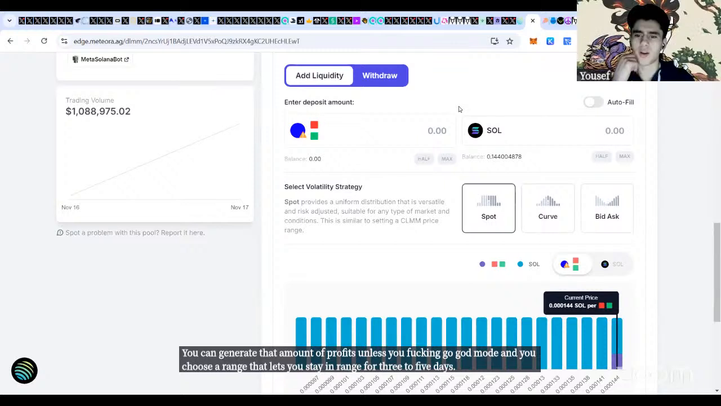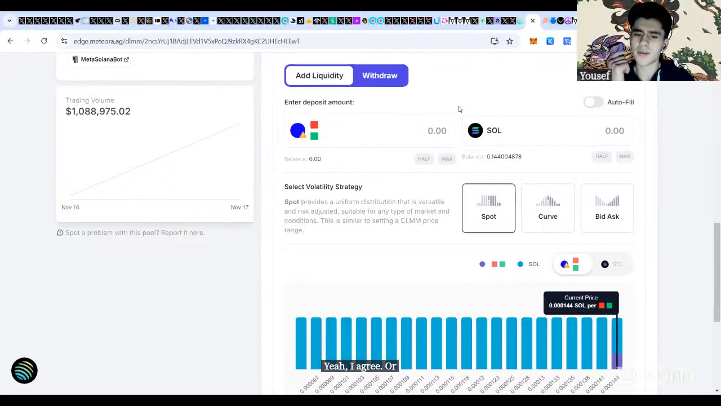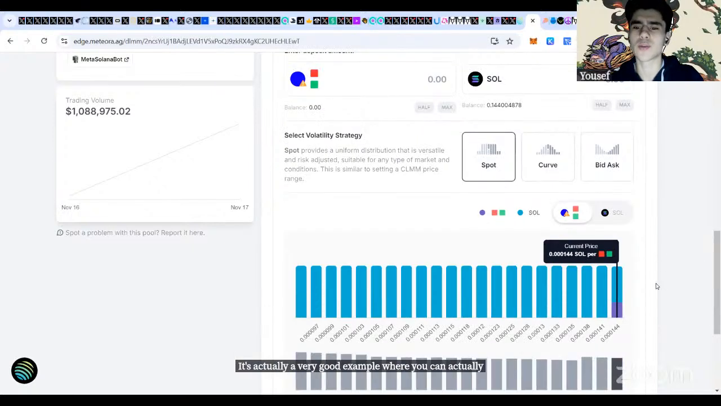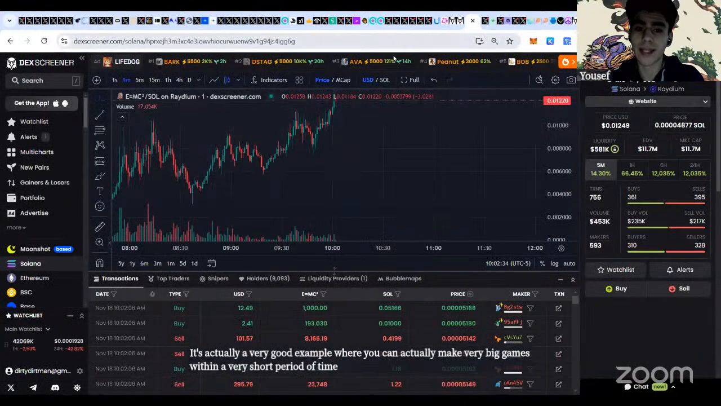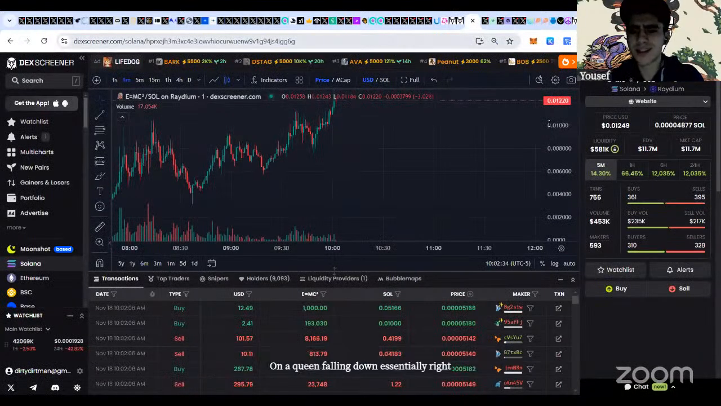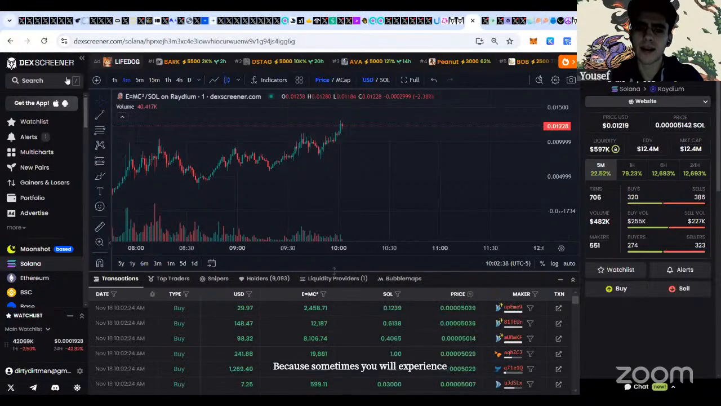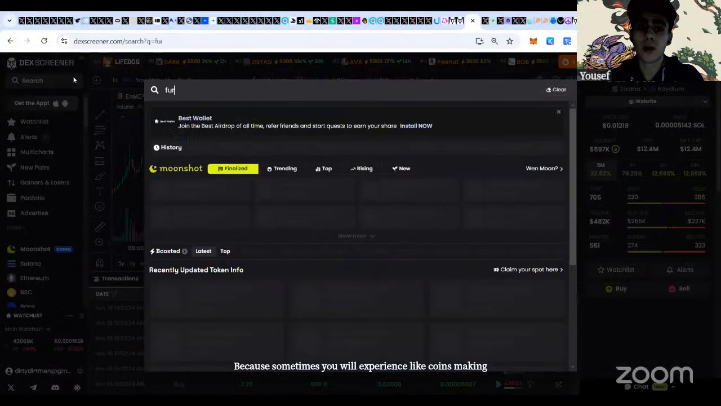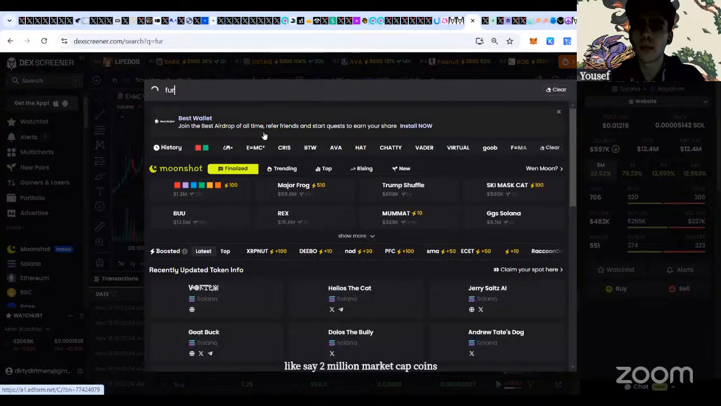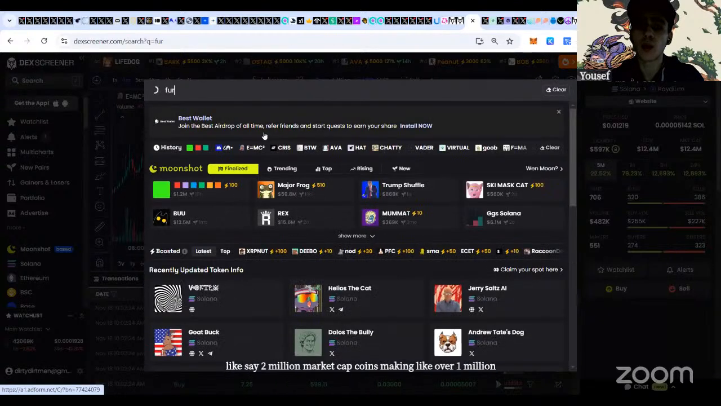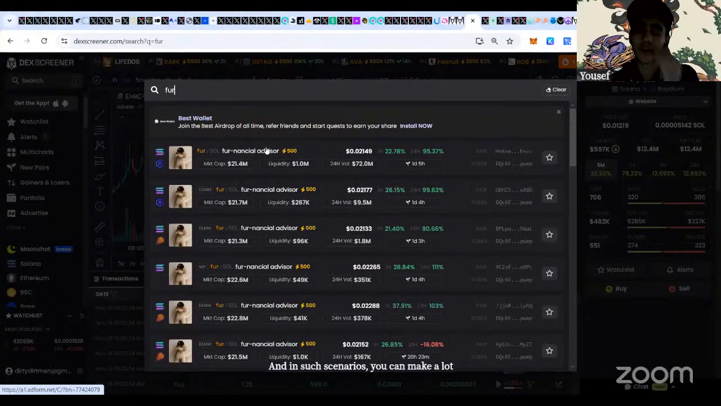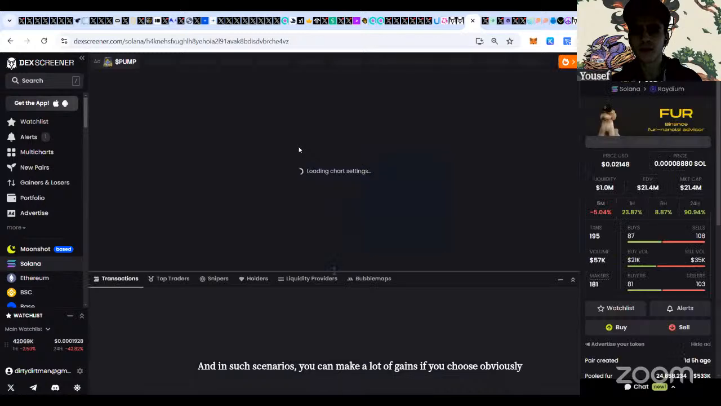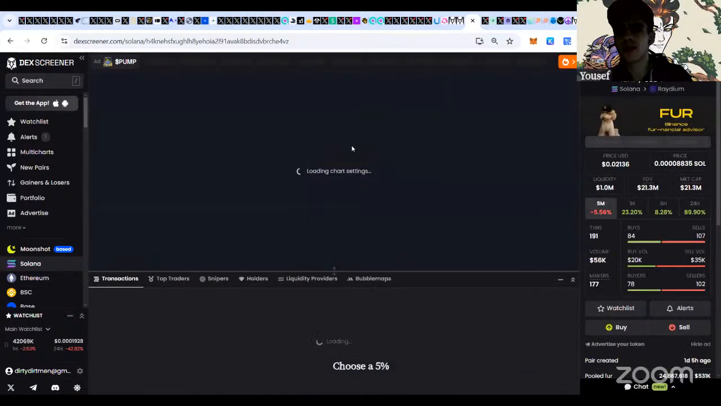I agree. Pro is actually a very good example where you can make very big gains within a very short period of time, on a coin falling down essentially. Sometimes you will see 2 million market cap coins making over 1 million volume in 5 minutes, or maybe in 1 minute sometimes. In such scenarios you can make a lot of gains if you choose the right range and choose a 5% pool.